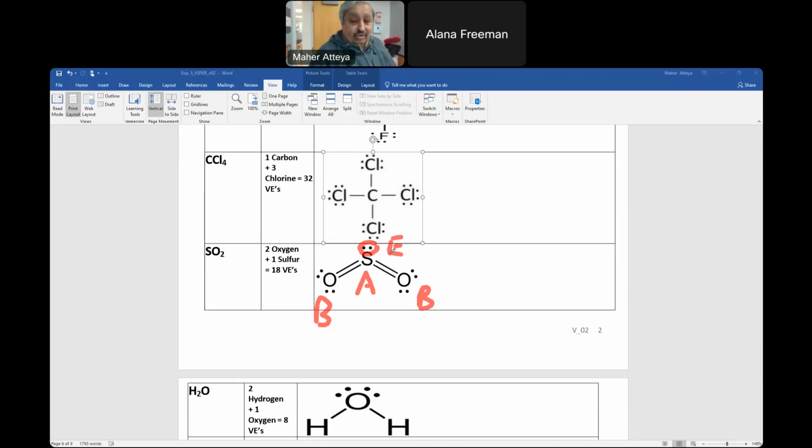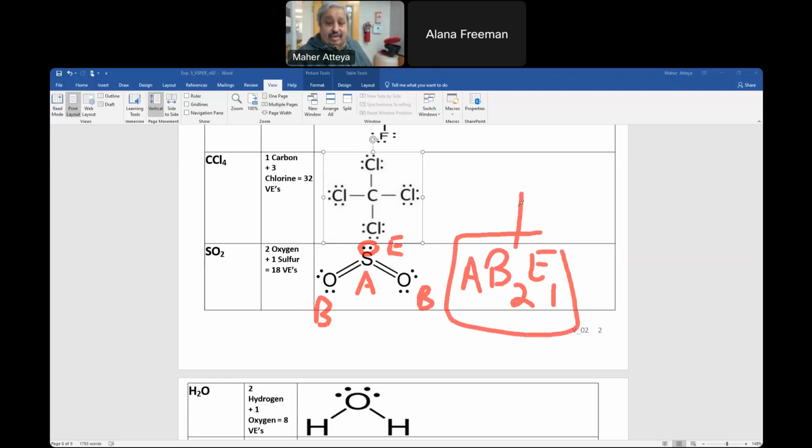So I have the code of A, B. How many B's do I have? 2, regardless whether it's oxygen or whatever, I have a group attached to the central atom. And then I have E1, one lone pair. So I look at the shape of this. The shape of AB2 will be bent. The molecular shape will be bent.